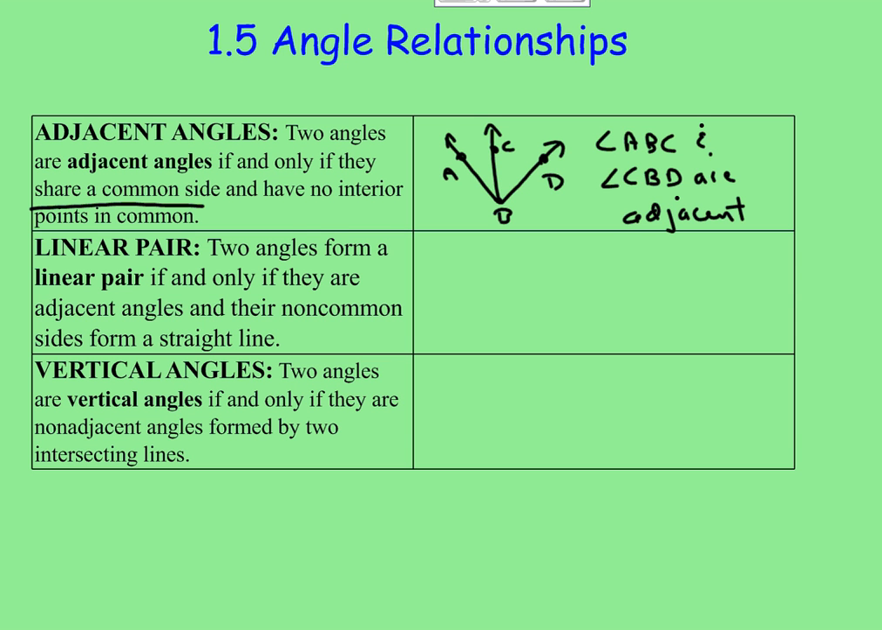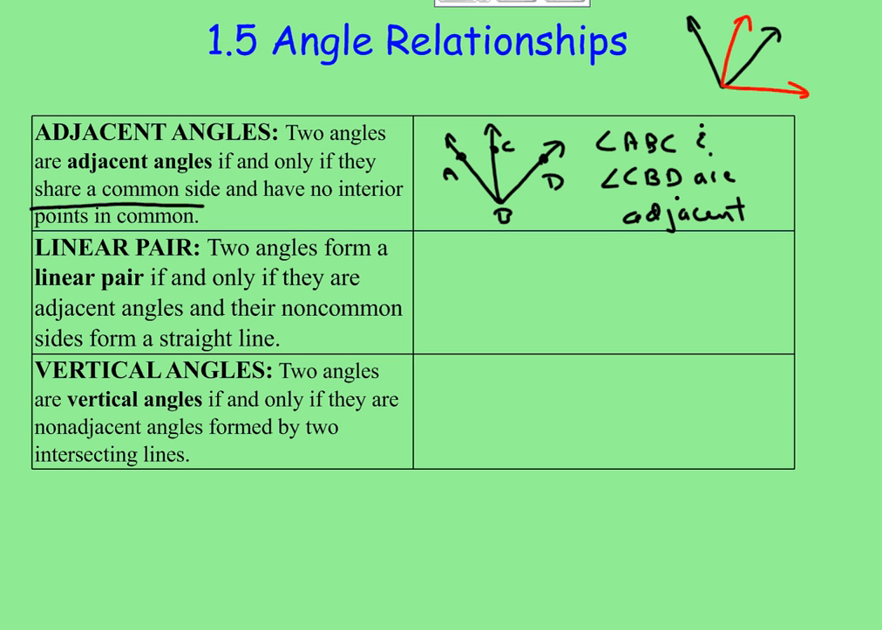So what does it mean to have no interior points in common? Well, that just means they don't overlap. So if I've got an angle that looks like this, and I've got one that looks like this, those two are not adjacent. Okay, that's what that means. They're not adjacent to each other.